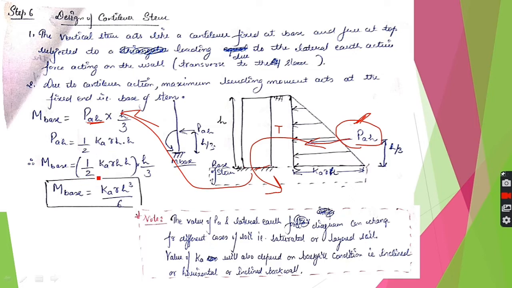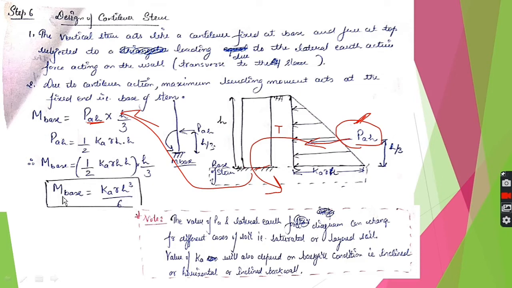So when we solve this equation, we substitute the values of PAH. PAH is, for a basic simple case, the area of this triangle, half into base into height, that is half Ka gamma h into h. This is the value of PAH into h by 3. So that will give us M base equal to Ka gamma h cube by 6. So I am repeating here that if the soil is saturated or having different layers, the value of M base will be slightly different, not exactly this. You will have to calculate the value of PAH.